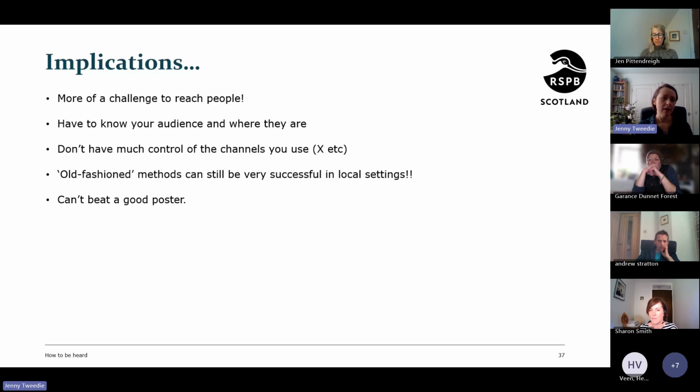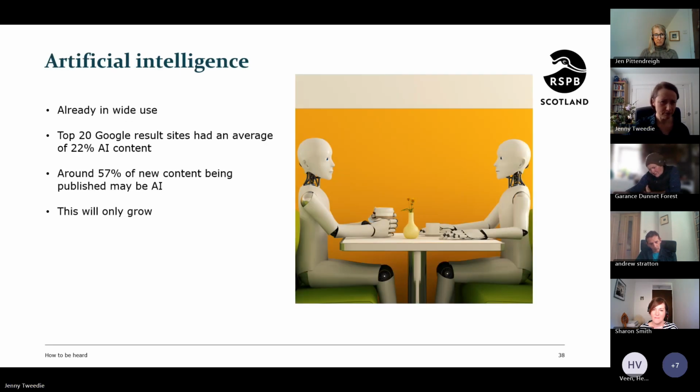Old-fashioned methods can still be very successful, particularly in the local setting. It's important to say that everybody wants to rush and do new technology, but my goodness, you can't beat a good poster. I don't know if the co-op still does this, but they used to have a notice board where you could put posters. Fantastic way to reach people. Don't knock it. That's a really good way to tell people what's going on.